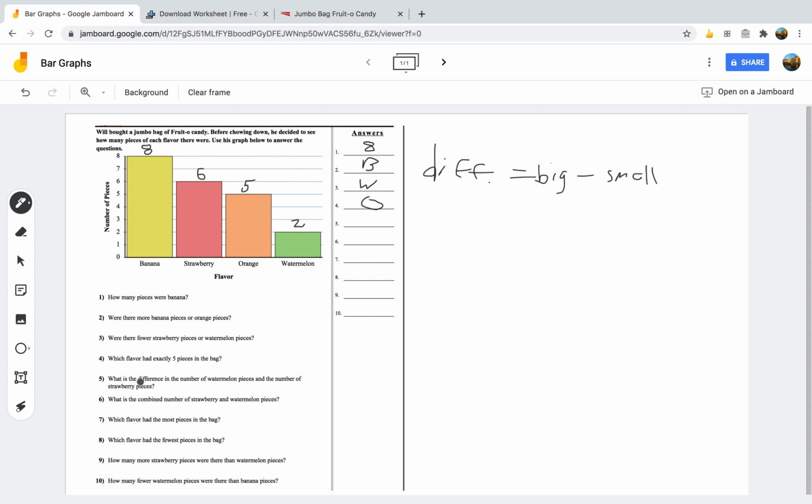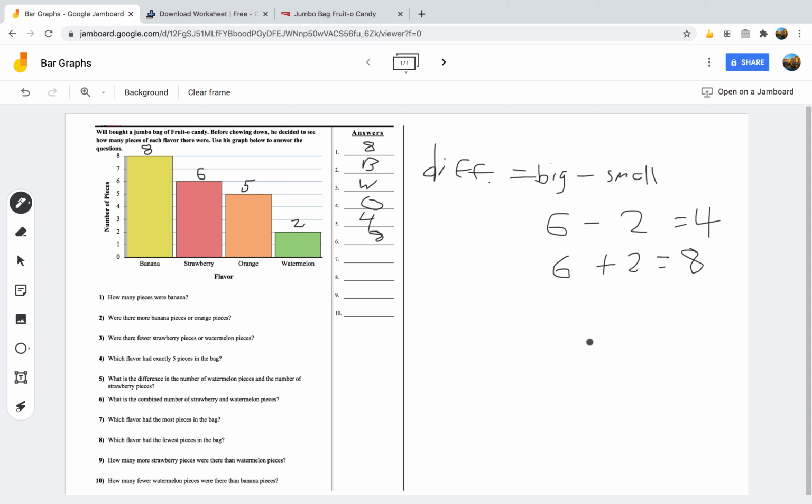So the difference in the number of watermelon pieces and the number of strawberry pieces, we know that there's 6 strawberry and there's 2 watermelon. So 6 is the bigger number and 2 is the smaller number. To find the difference, we would subtract 6 minus 2 and we would get 4, right? So the difference would be 4. Number 6 asks, what is the combined number of strawberry and watermelon pieces? So combined, you would add, right? So we would do 6 strawberry plus 2 watermelon, and that would be 8. So there's 8 total, 8 combined.